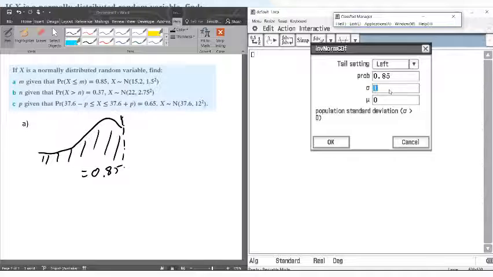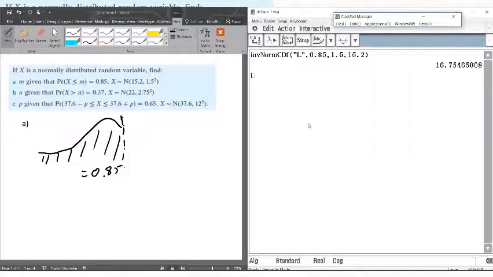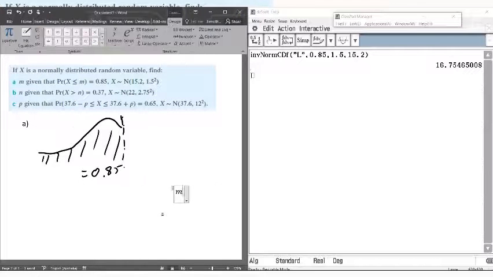Our standard deviation is the one under the square root, so it's 1.5, and then our mean is 15.2. So then m is equal to 16.7547.